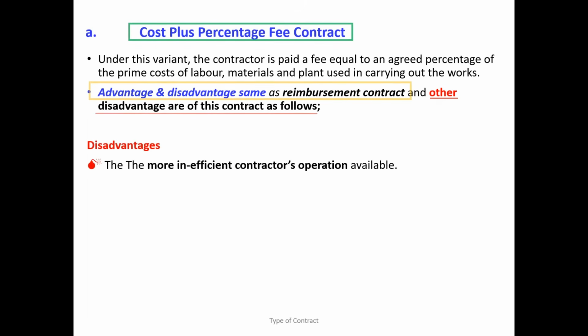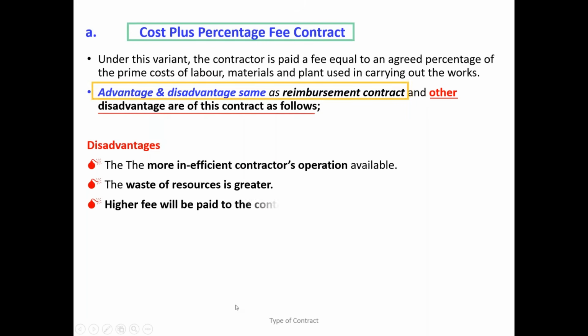More inefficiency will happen, because the more money the contractor spends on the project, the more profit he will make, right? So more inefficient operation will be there. Resource wastage will be there. Say he needs 1,000 bricks, he will bring 1,200 bricks. As long as he wastes the money, he will get the profit along with that. So the resource wastage will be there, and the client always ends up paying a much higher amount of money. So that is the cost plus percentage fee contract.